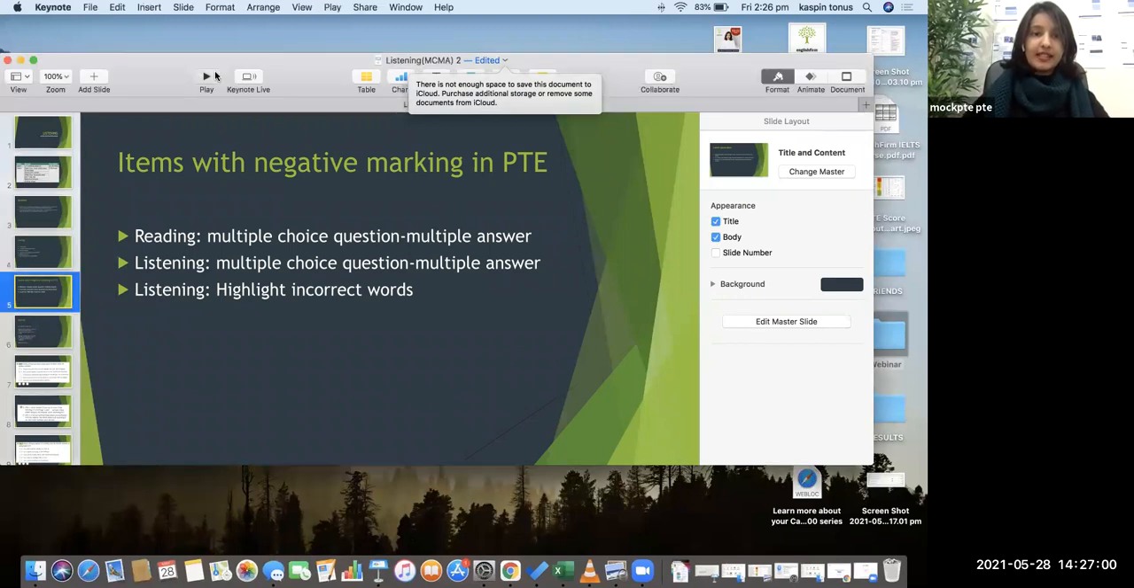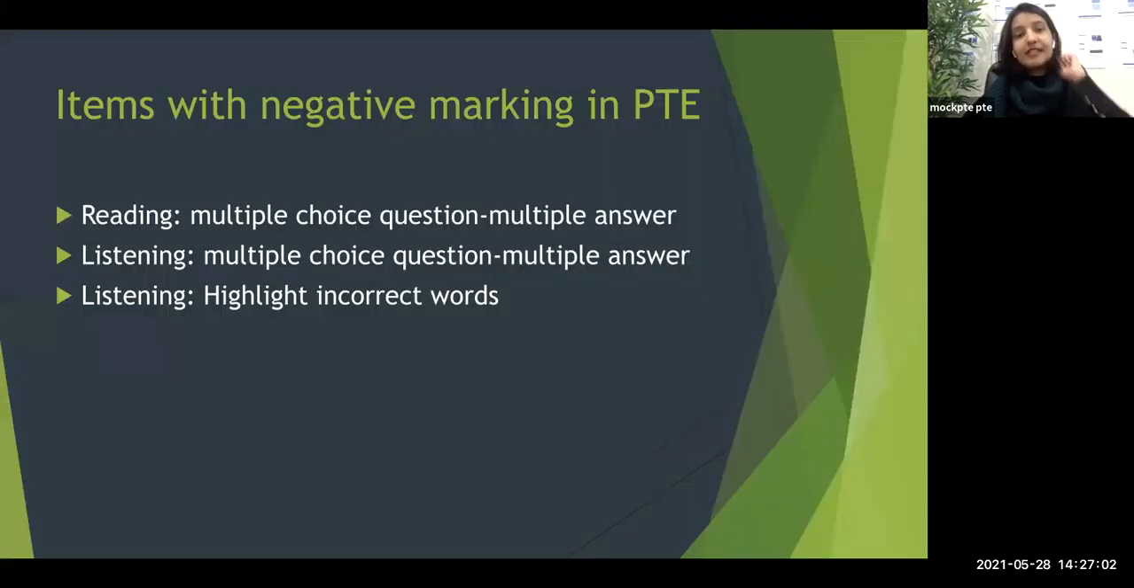So here, these are the three items with negative marking in PTE. The first one is your reading, multiple choice question, multiple answer. Second is your listening, multiple choice question, multiple answer. Both are very similar question types. Then listening, highlight incorrect words. We have a total of 20 items in PTE. Out of the 20, only these three items have negative marking.